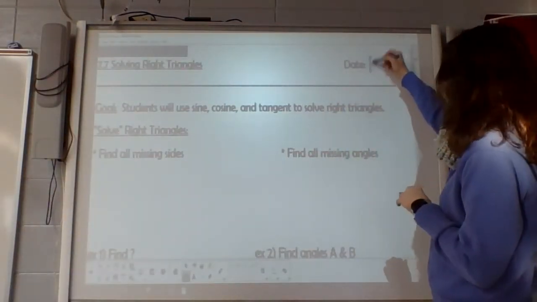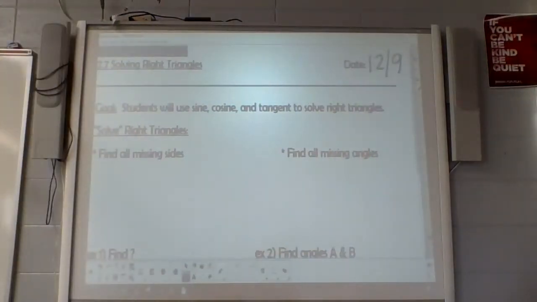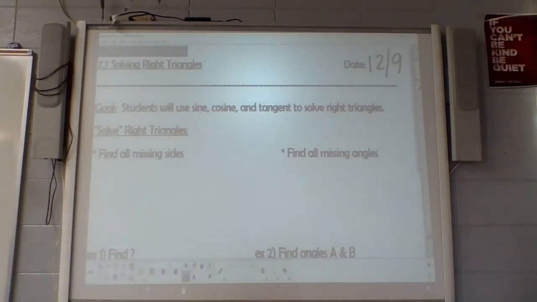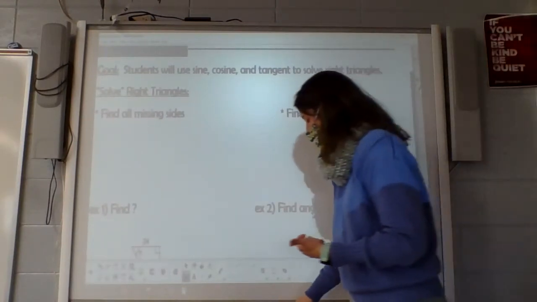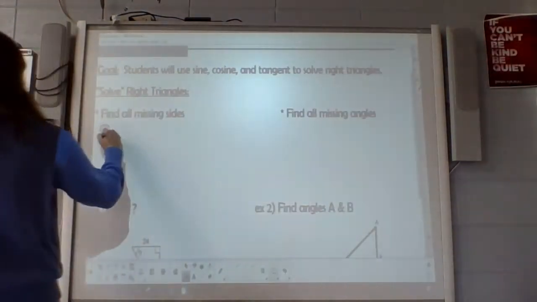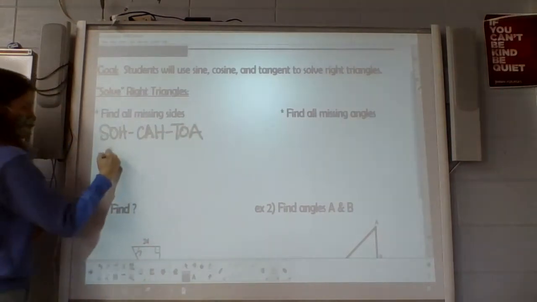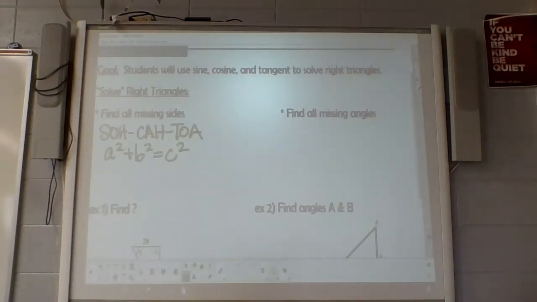Today, we're going to use sine, cosine, and tangent still, but a lot of times the directions will say solve the right triangle. When it just says solve the right triangle, that means they want you to find all the missing sides and all the missing angles of that triangle. If you don't know all the sides, you have to find all of them using either SOHCAHTOA or a squared plus b squared equals c squared, similar to that last question we just talked about. So those are our two methods to find missing sides.